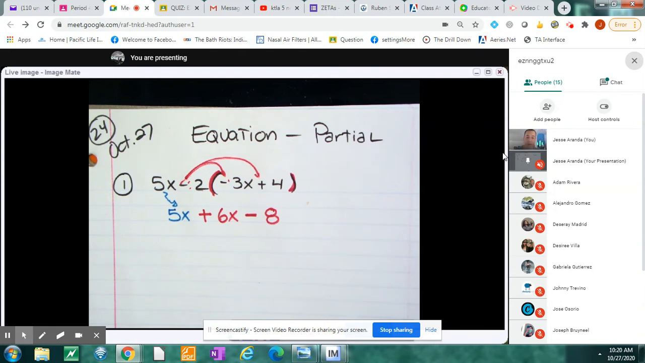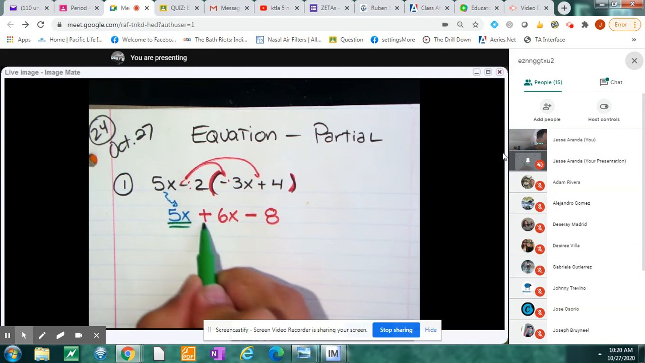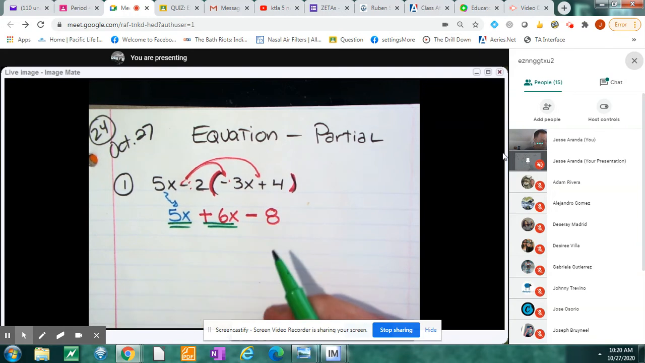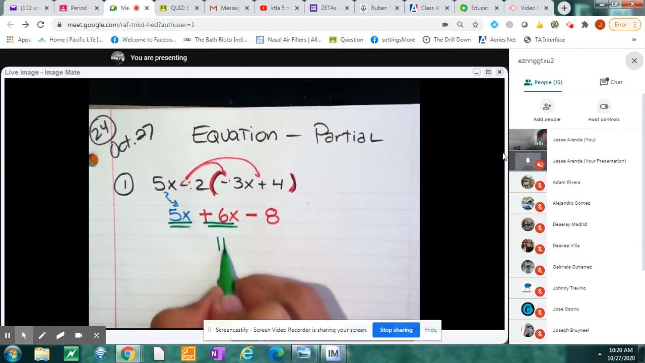All right, so then what do we add together? I add the 5x plus the 6x, correct? So that's going to be 11x.